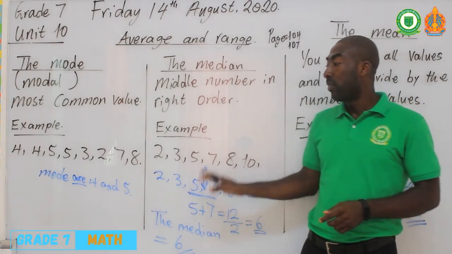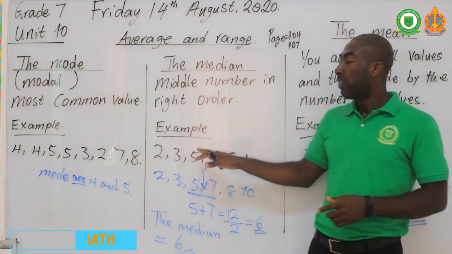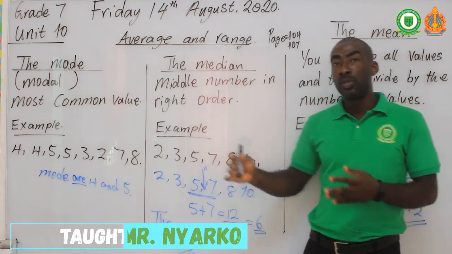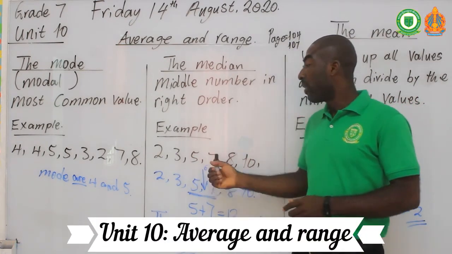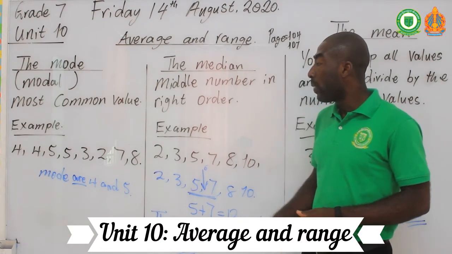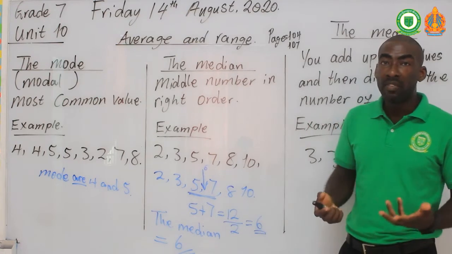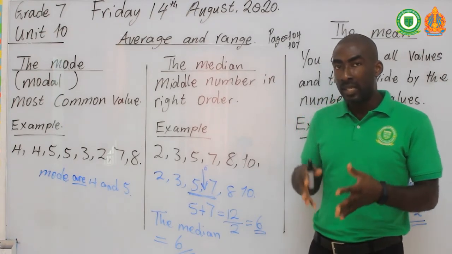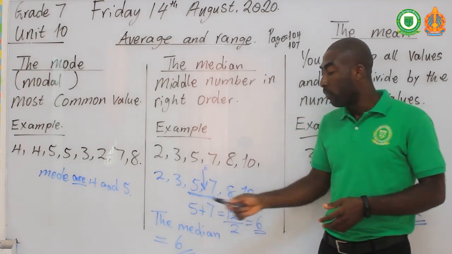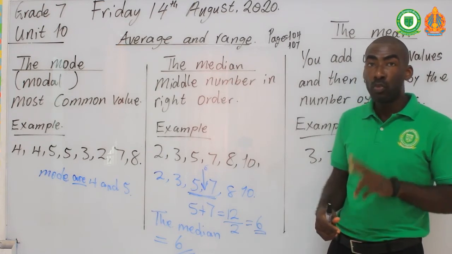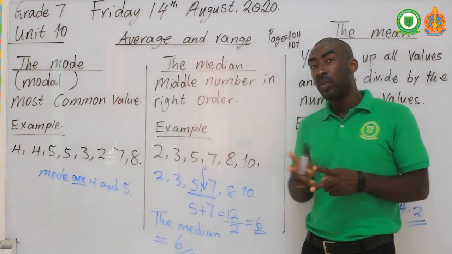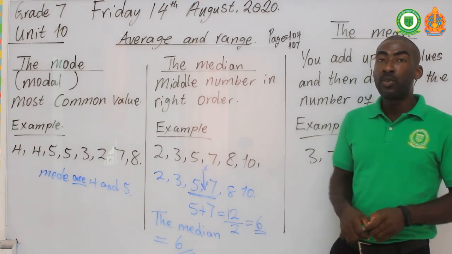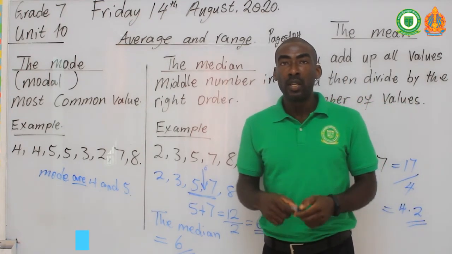When you put the numbers in the right order and your values are odd, it's always easy to separate them and find the number that stands right in the middle. In a situation whereby you have your values to be even, that means there will be two numbers meeting at the middle point. You have to add up those two numbers and then you divide by 2. Because you are adding two values, the number that you have to use to divide them will be 2. And your answer will give you the median average that you are looking for.